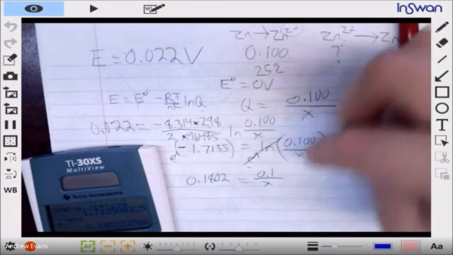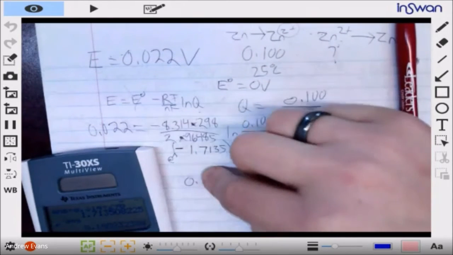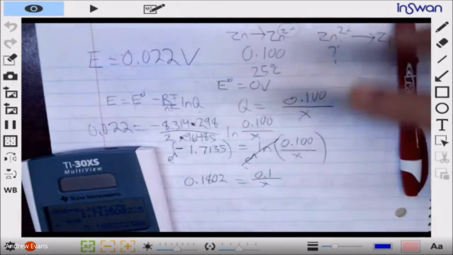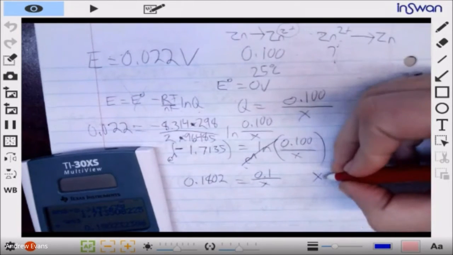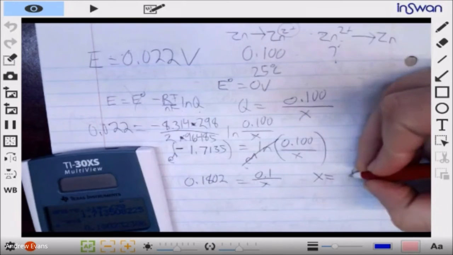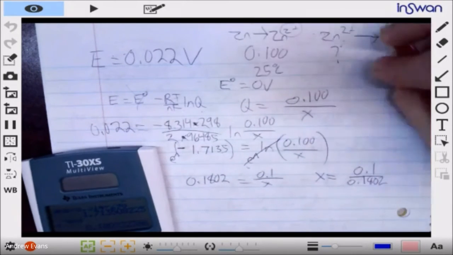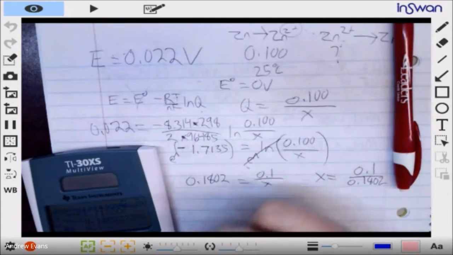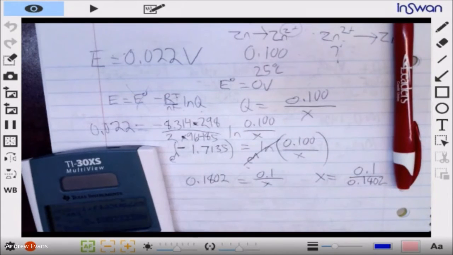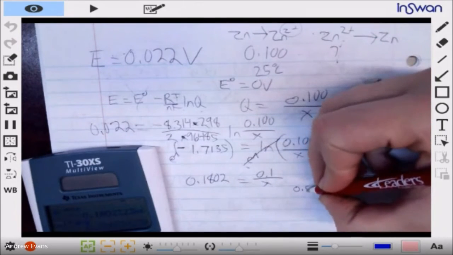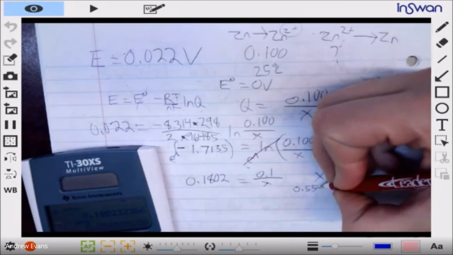So the last step is to get x over here and over there. So you're going to have x equals 0.1 over 0.1802. Second answer, you would get x would be 0.554.